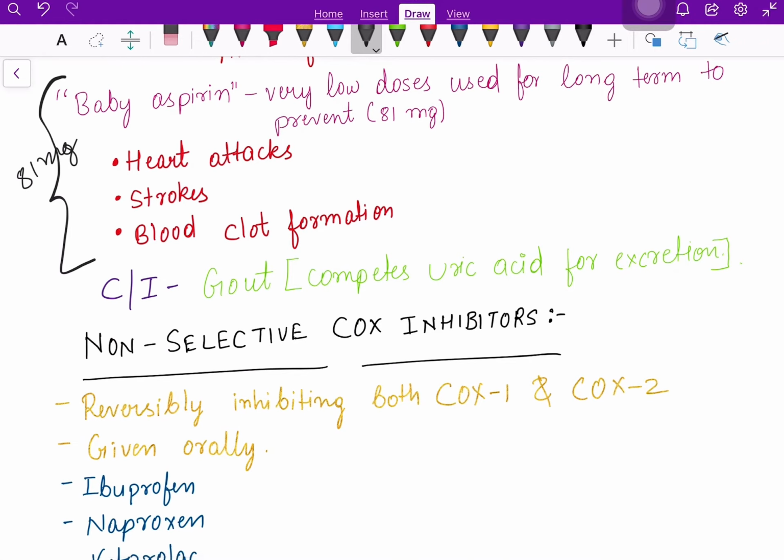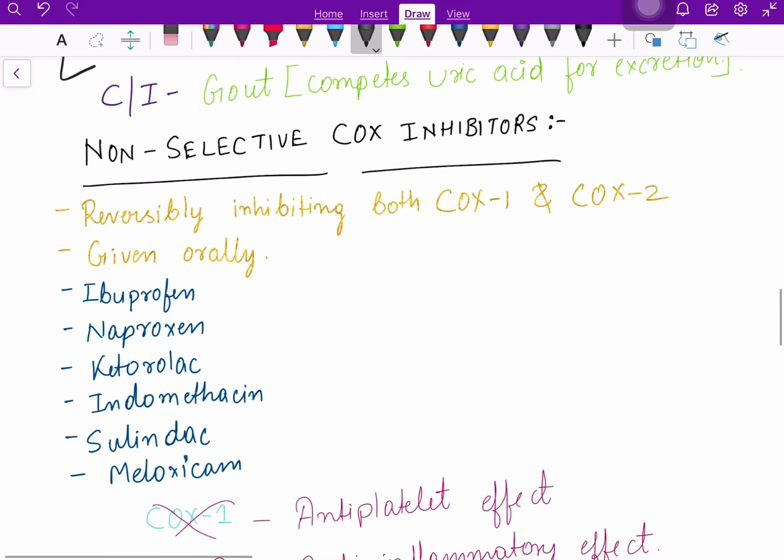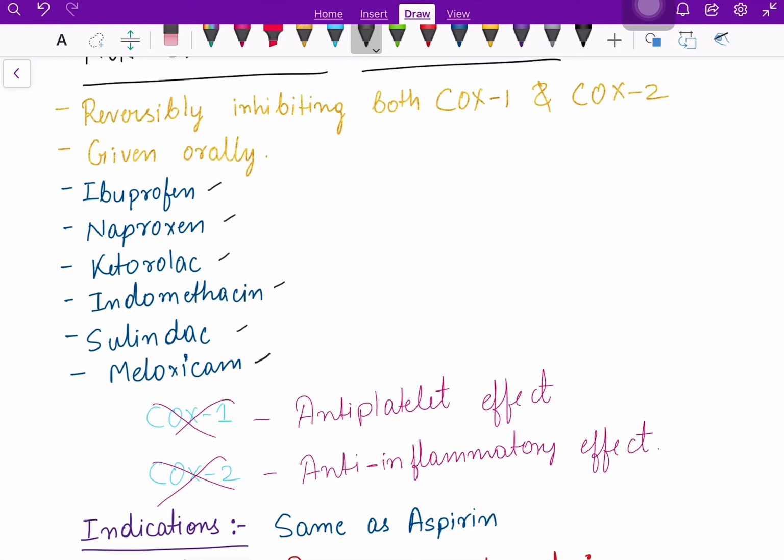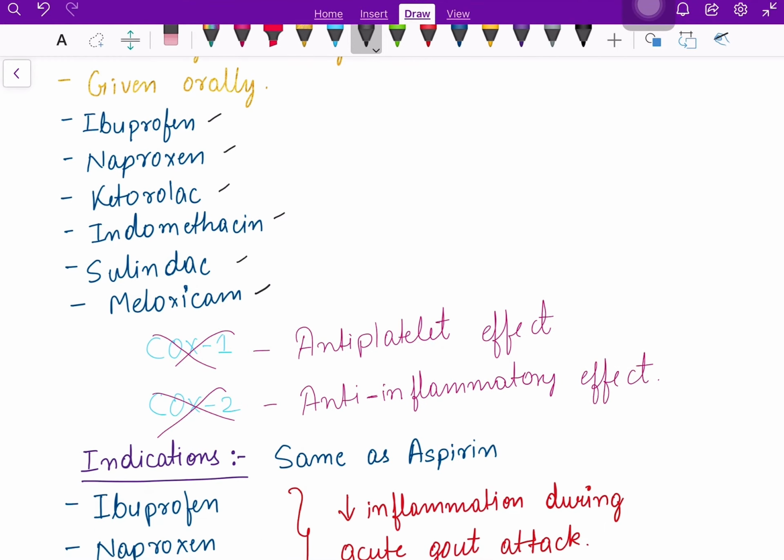Aspirin is contraindicated in gout as it competes with uric acid for excretion, so it may lead to the exacerbation of the gout. Therefore, it is contraindicated to be given in gout patients. The non-selective COX inhibitors reversibly inhibit both COX-1 and COX-2 and are given orally. The names of the drugs are ibuprofen, naproxen, ketorolac, indomethacin, sulindac, and meloxicam. Among these, we use mostly ketorolac post-surgery.